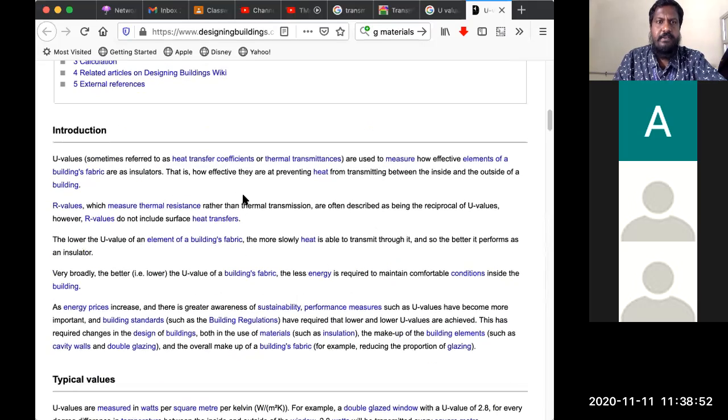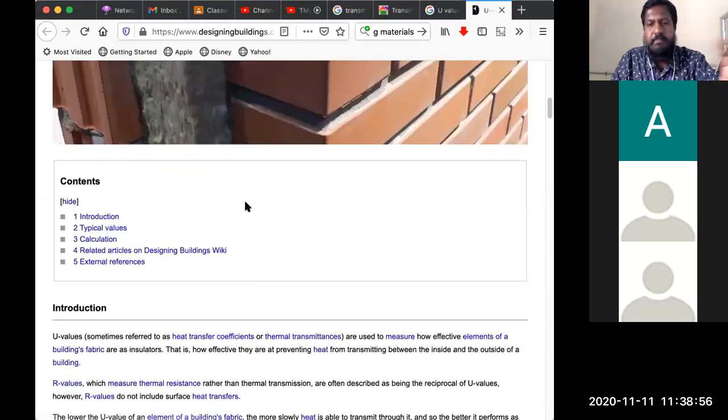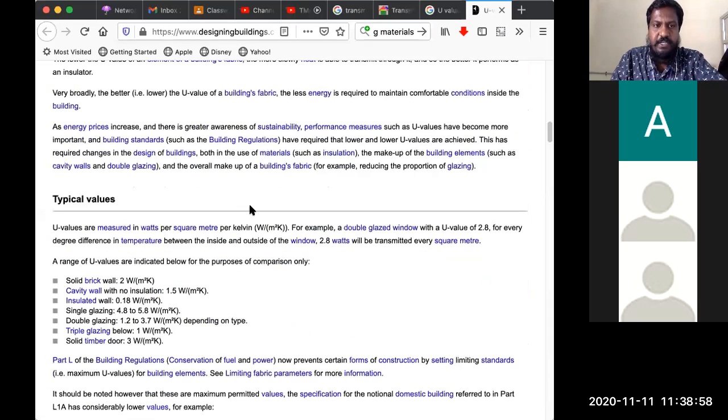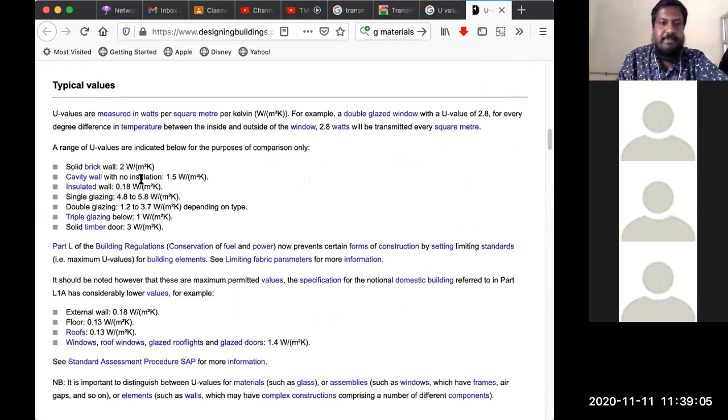This is a quick find. This is a UK-based website, but it's just for reference, to understand how these values are put up for various materials in a very summarized manner. A solid brick wall has a U value of 2 watts per meter square Kelvin. We use degree Celsius here.